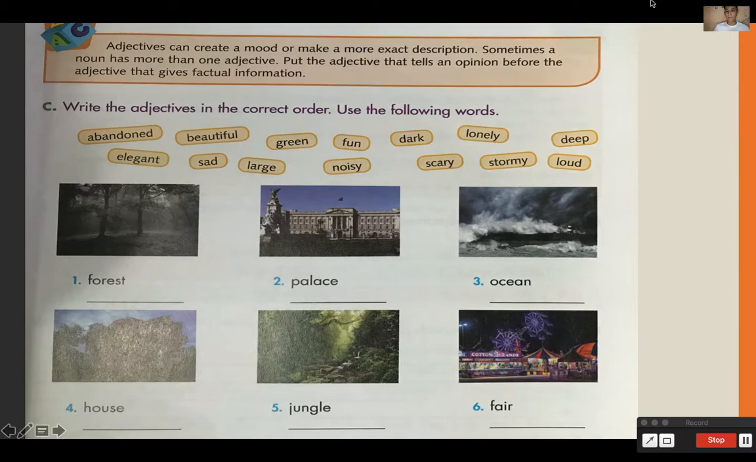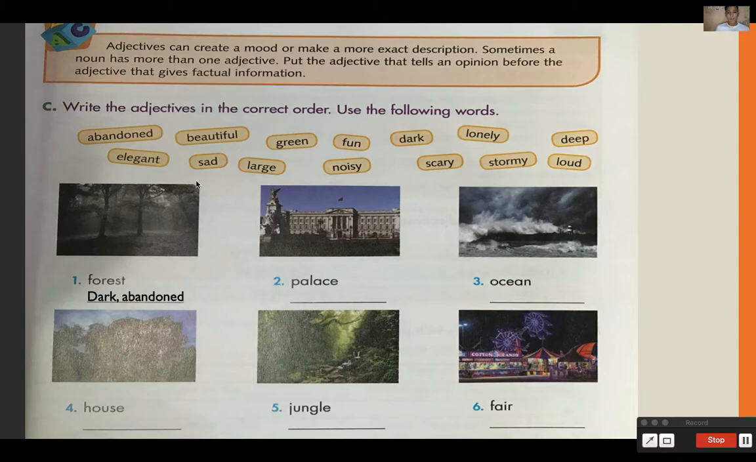Okay, now write the adjectives in the correct order. Use the following words. Vamos a escribir los adjetivos en el orden correcto. For example, if we have each picture over here. Forest. What can you see in that forest? How can you describe that forest? It is dark and abandoned. Okay, dark and abandoned.